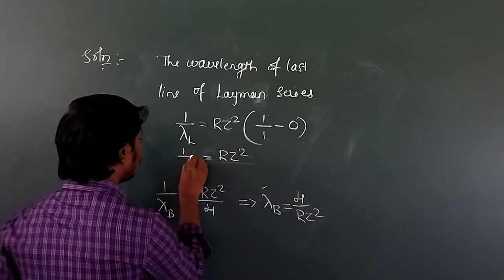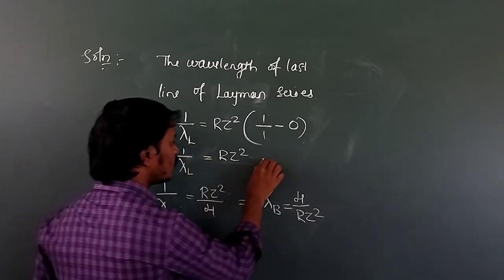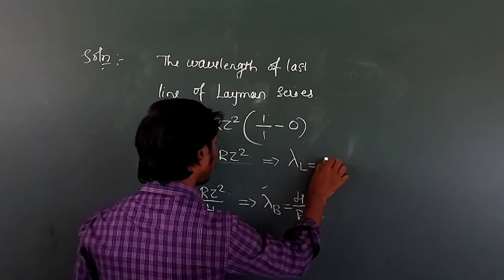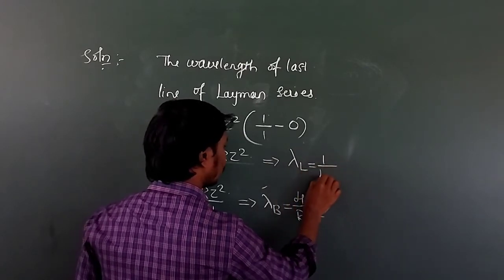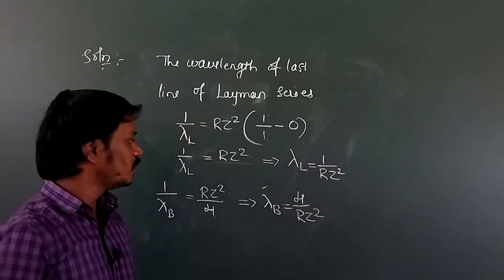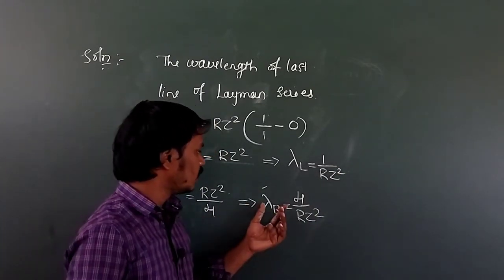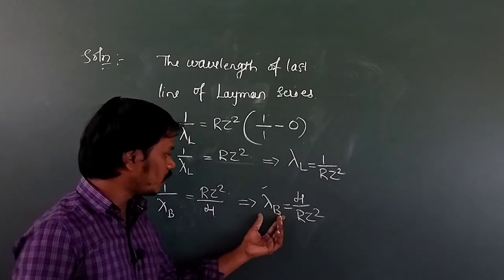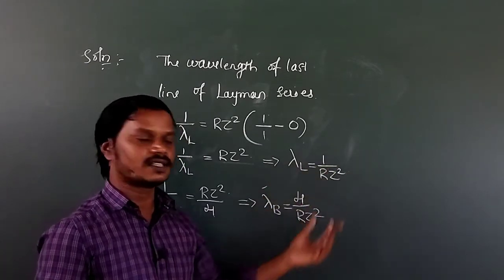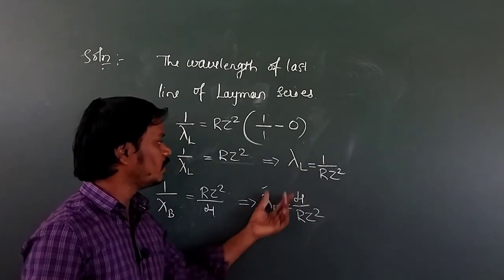Now it is 1 by lambda L, so lambda L is equal to 1 by R Z square. But what is our aim? Our aim is to find the ratio of the wavelength of the last line in the Balmer series to the wavelength of the last line in the Lyman series. So that is lambda B by lambda L.